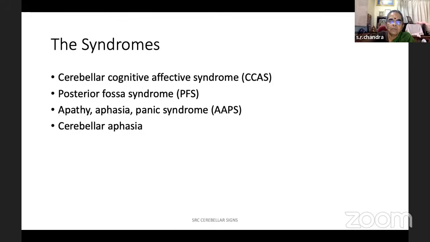If you have MD students or DM students, it is important. For undergraduate students, this is not very important. So cerebellar cognitive affective syndrome, posterior fossa syndrome, apathy, aphasia, panic syndrome, and cerebellar aphasia.